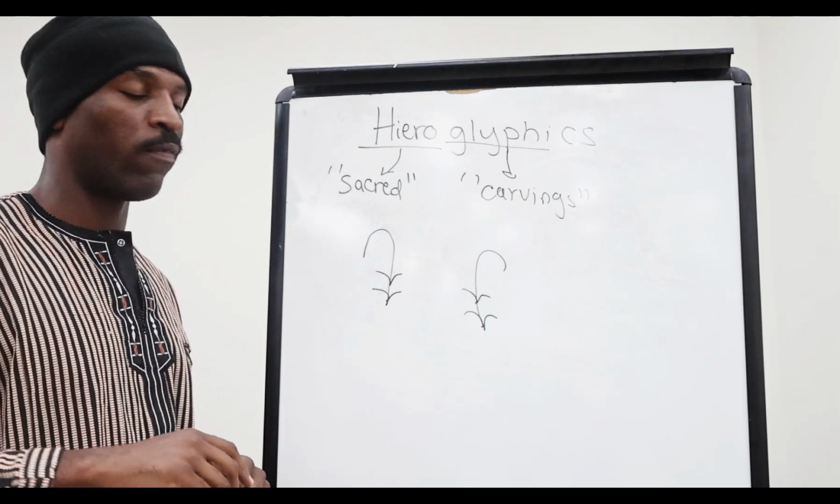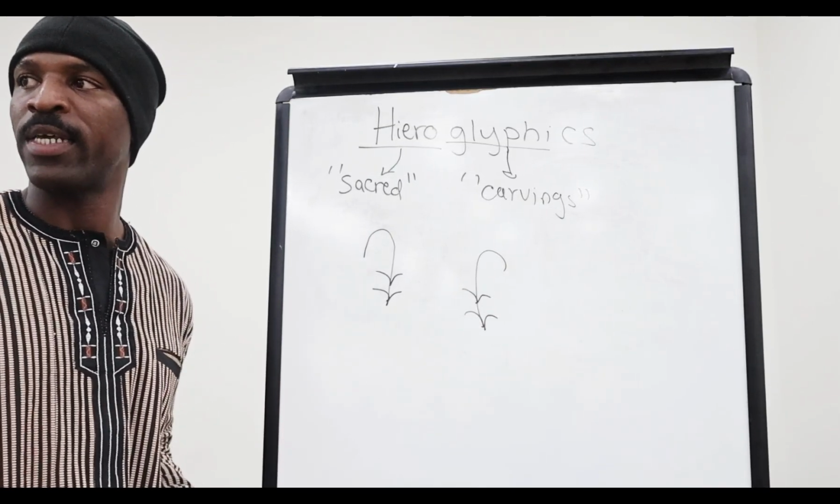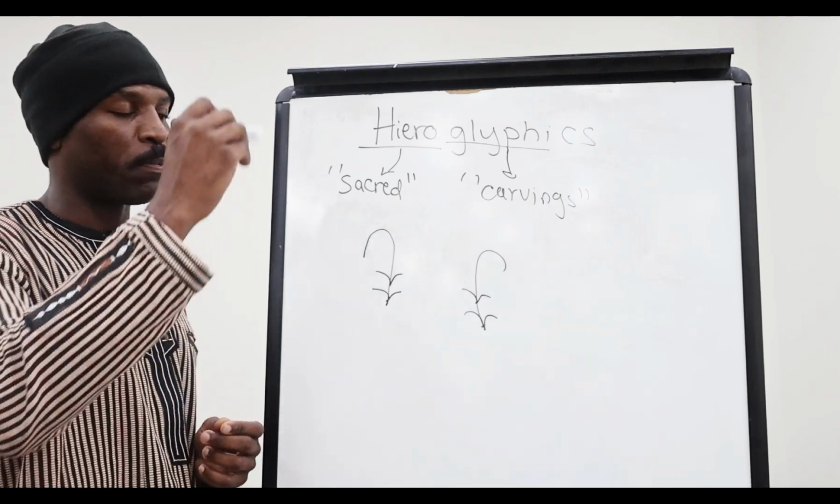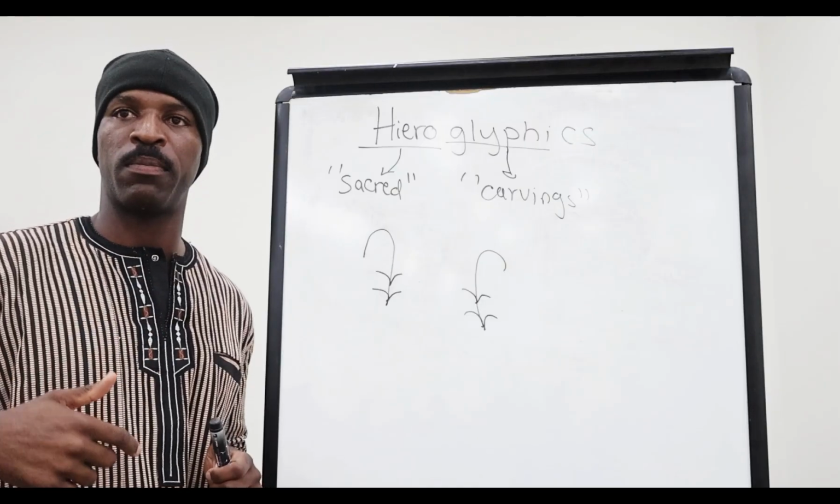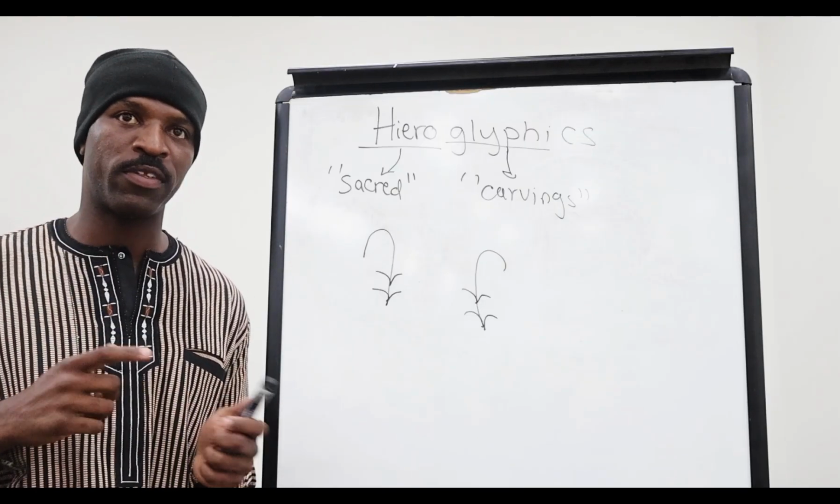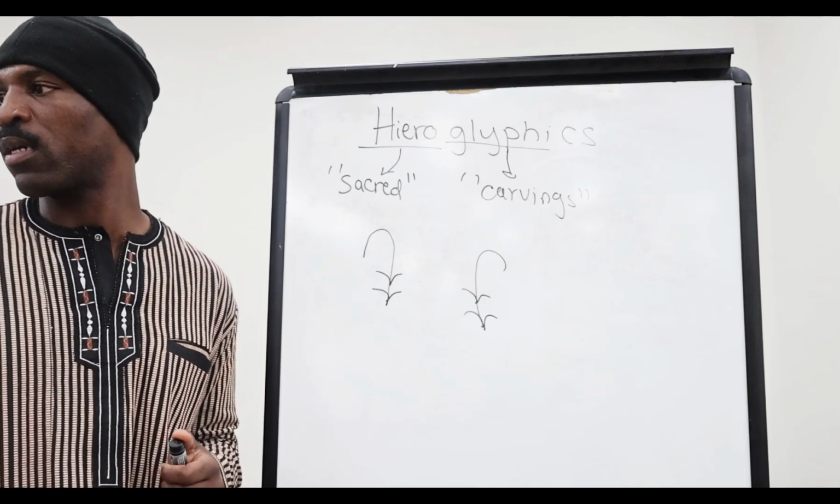Now you can also find hieroglyphics that are written vertically, up and down. And a lot of times these are separated by thick, bold lines, and you start from the top and you read it to the bottom. So they can be written from left to right or right to left, and from top to bottom. Okay.